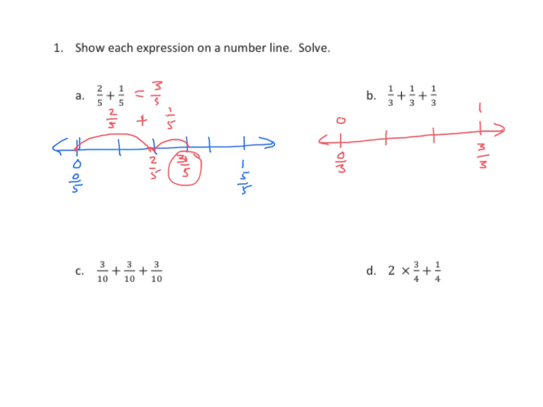We'll, again, change colors for contrast. I go 1/3, and that brings me to 1/3. I'm going to go up another 1/3, and that brings me to 2/3. And one more third up brings me to 3/3 or 1. So I can label that 3/3, and 3/3 is the same as 1. We'll do a few more examples.